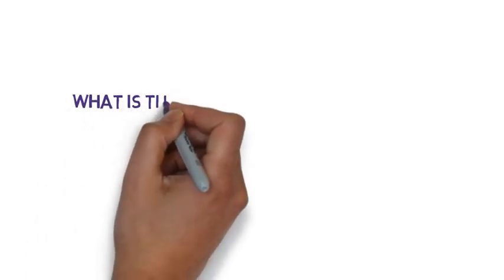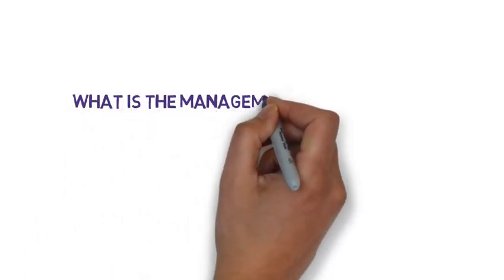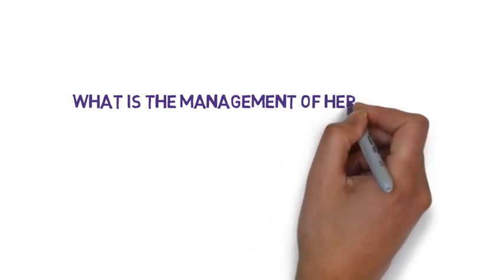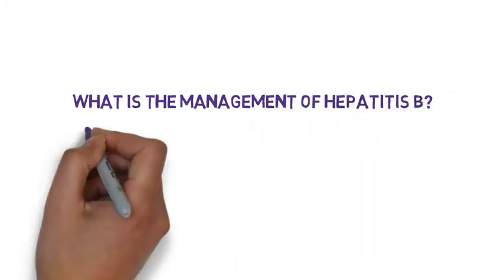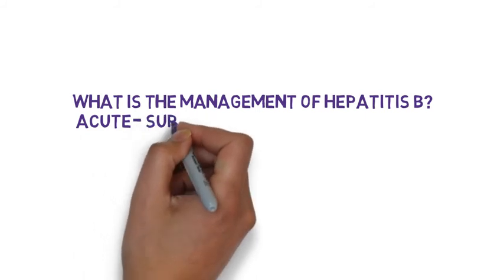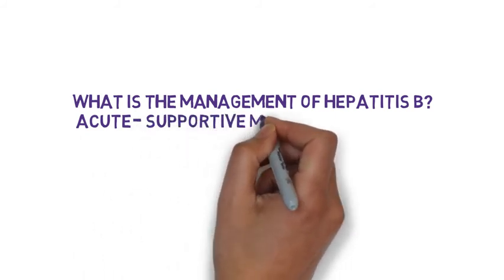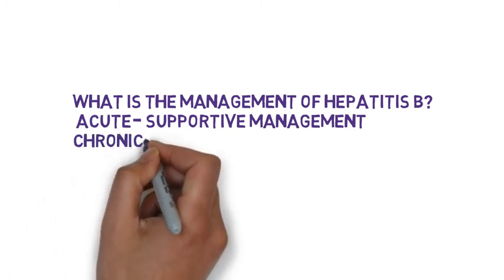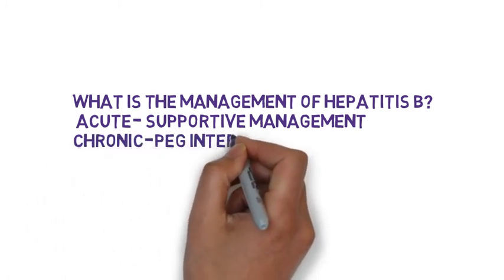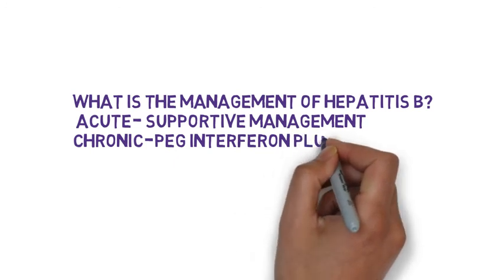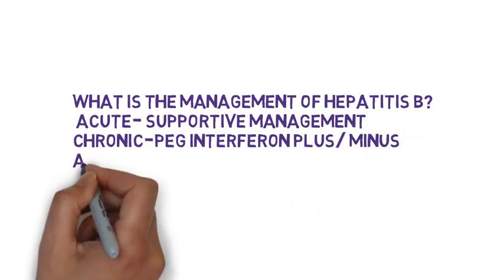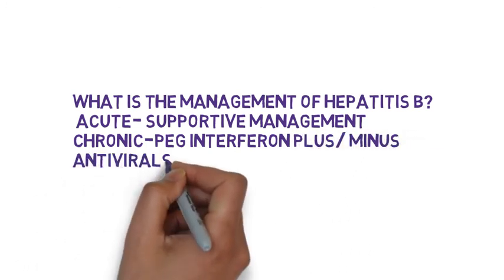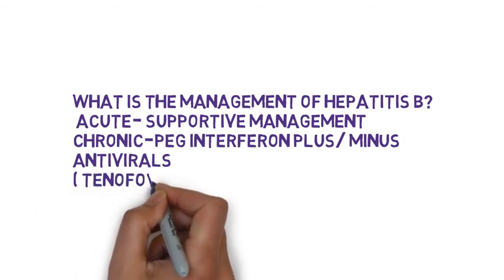What is the management of hepatitis B? Well, in the acute phase, we're worried about preventing transmission, so the patient should be advised and educated about it, encourage safe sex, knowledge about needles, and notification to public health. Chronic, you can give antivirals and other medications.